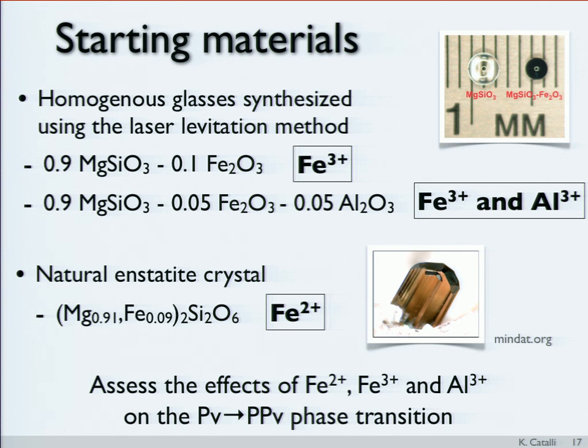We're going to look at the effect of ferric iron by looking at magnesium silicate and Fe2O3 together. And then we're going to look at ferric iron and aluminum together. And then we're also going to use a natural enstatite crystal here to look at the effect of ferrous iron and see how these compositional variations affect the thickness of the phase transition between perovskite and post-perovskite.